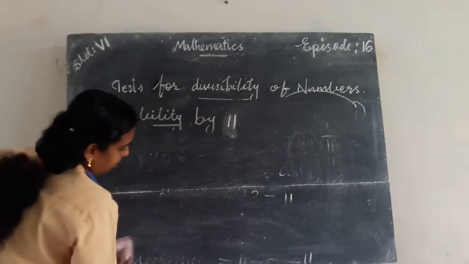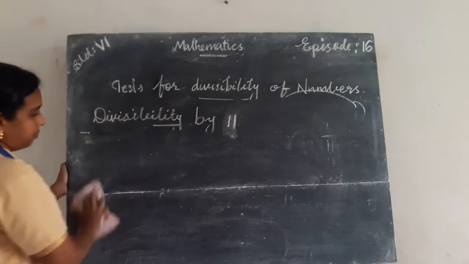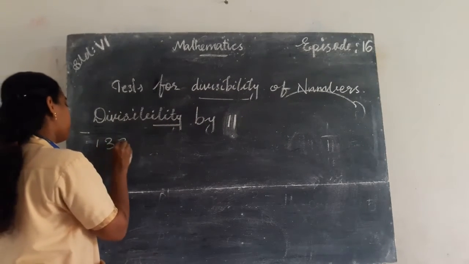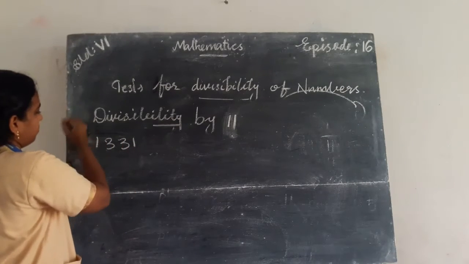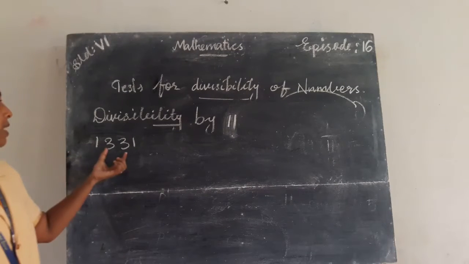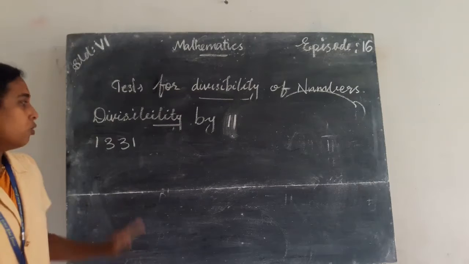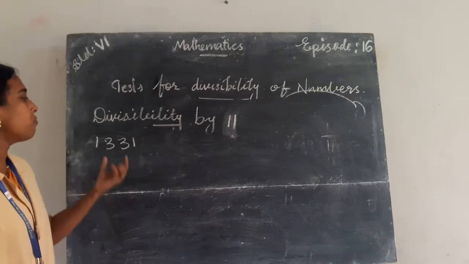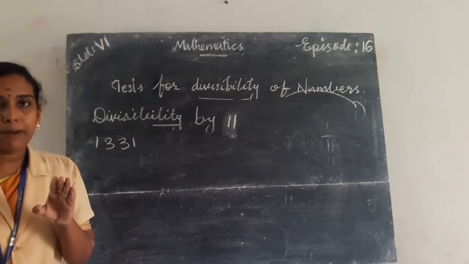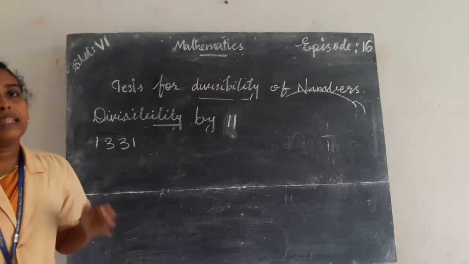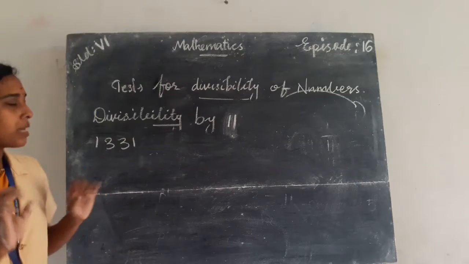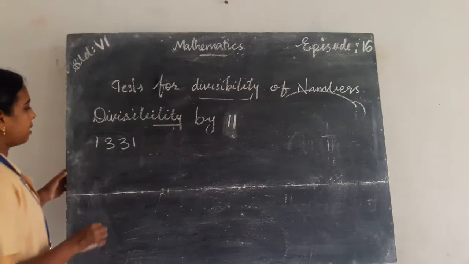Let us see another example. And the next question is 1331. Okay. So we want to check whether this number is divisible by 11 or not. For that, first we take the sum of digits at the odd place and second we take the sum of digits at the even place. Then take the difference of both. If we get either 0 or a number divisible by 11, then we can say that this number is divisible by 11. Okay, let us try.